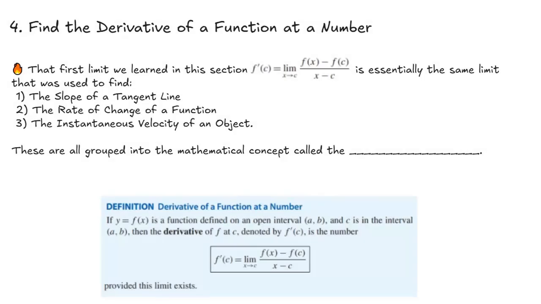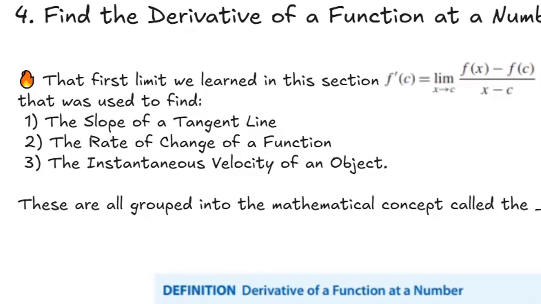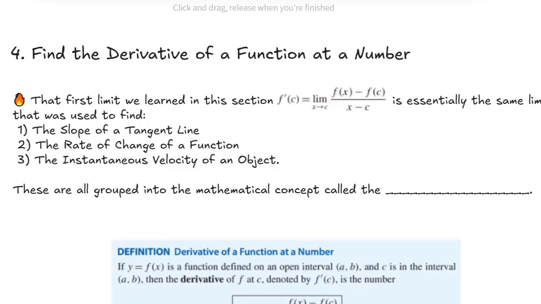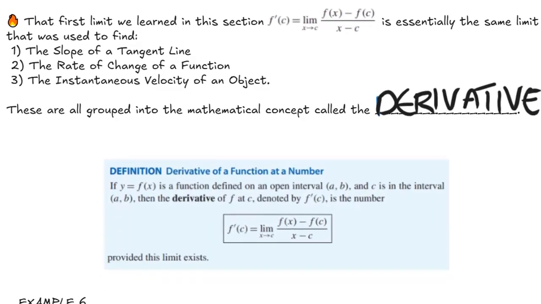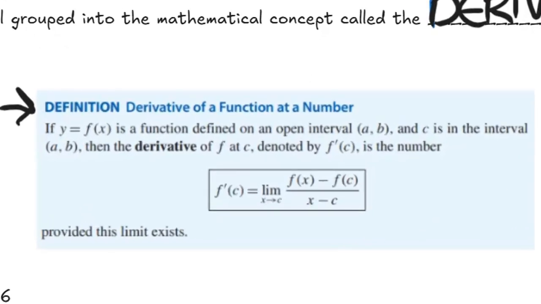Now we want to talk about how to find the derivative of a function at a number. That first limit we learned in this section, f prime of c, is essentially the same limit that was used to find the slope of the tangent line, the rate of change of a function, and the instantaneous velocity of an object. These are all grouped into the mathematical concept called the derivative. And here we have the definition of the derivative. The function is defined on the open interval a to b, and c is on that interval. Then the derivative of f at c, notated f prime of c, is the number which is the limit of that quotient.